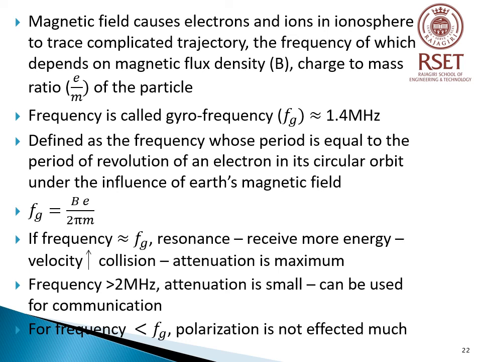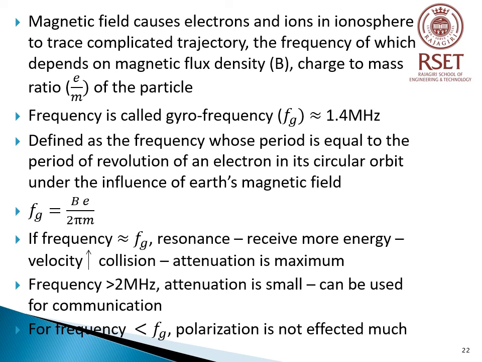It is defined as a frequency whose period is equal to the period of the revolution of an electron in its circular orbit under the influence of Earth's magnetic field. The expression for Fg is given as Fg is equal to B into e by 2 pi m.